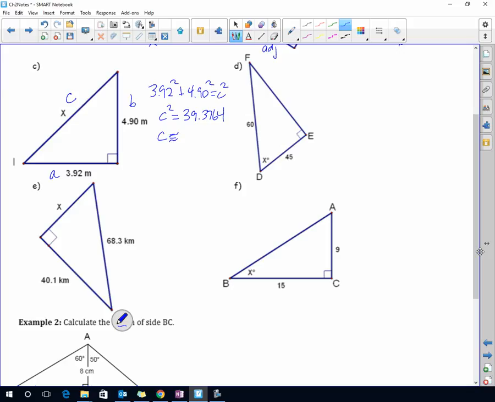Continuing on, here's my angle I'm trying to find. This is my adjacent. This is my hypotenuse because it's opposite the 90-degree angle. So which one has adjacent and hypotenuse? Well, that would be cos theta. So cos of x, we don't know the angle this time, and that's equal to adjacent, which is 45 over 60.